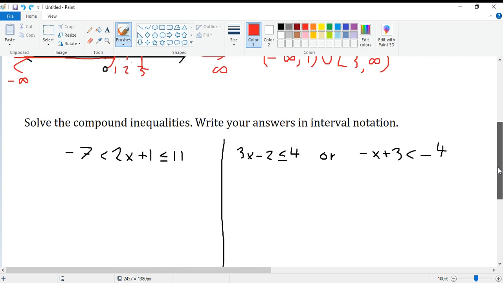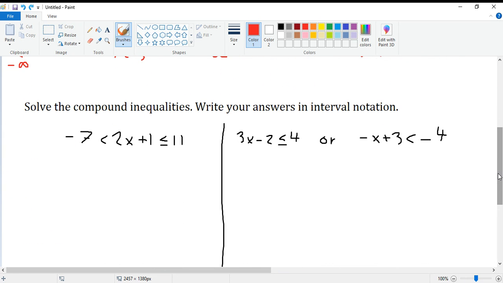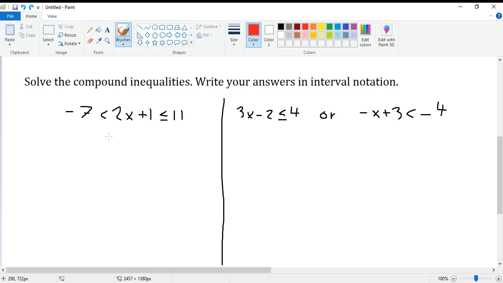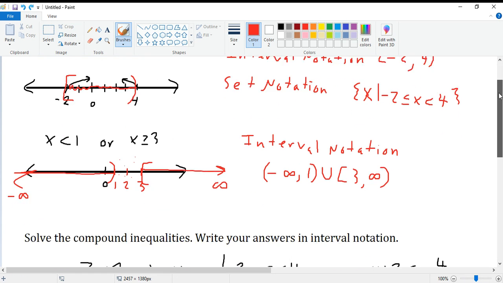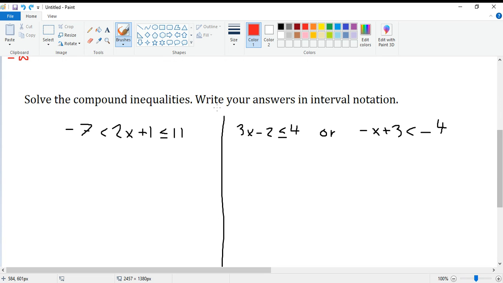Now we have a couple examples where it says to actually solve the compound inequalities and to write your answers in interval notation. For this first inequality, notice that it really has three parts, a left part, a middle part, and a right part. When you've got three parts like this, it's going to be your AND statement, like we had here at the top.